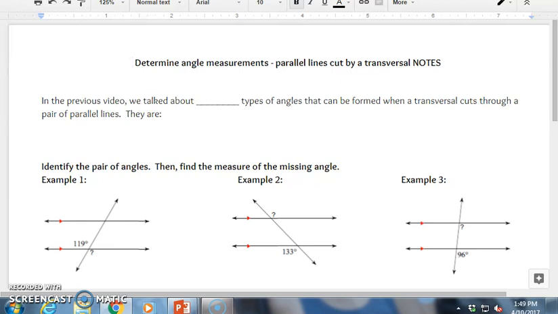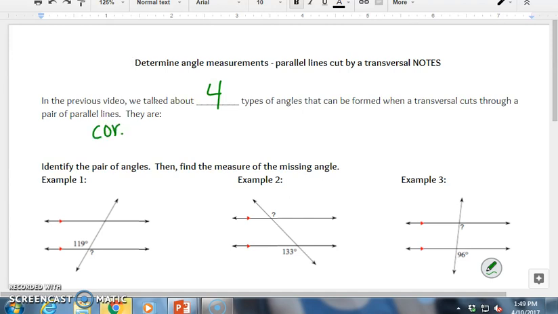In this video, we are going to be determining the angle measurements for parallel lines cut by transversals. So in the last video, we named all of the different types of angles that are created when we have two parallel lines that are cut by a transversal. In the previous video, we talked about 4 types of angles that can be formed when a transversal cuts through a pair of parallel lines.